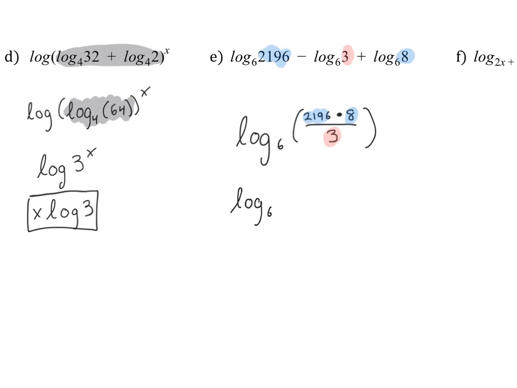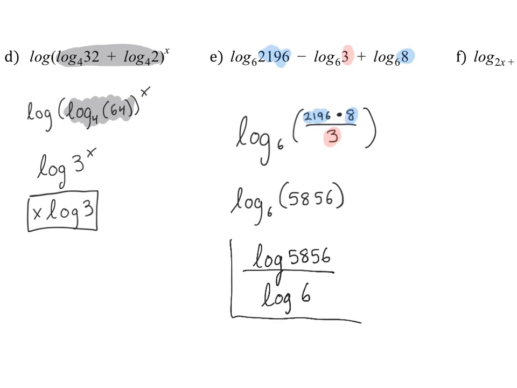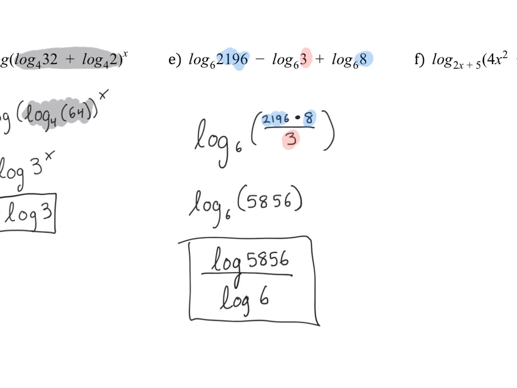So if we simplify within those parentheses, we get 5,856. So from here, again, there's no whole number answer where 6 to what power is this value, but we can rewrite it using our change of base formula with a common log. So if we needed to, we could plug it into our calculator. So we could rewrite this as common log of 5,856 divided by the common log of 6. So this would be our exact answer, or we could plug this into our calculator and get a decimal approximation.